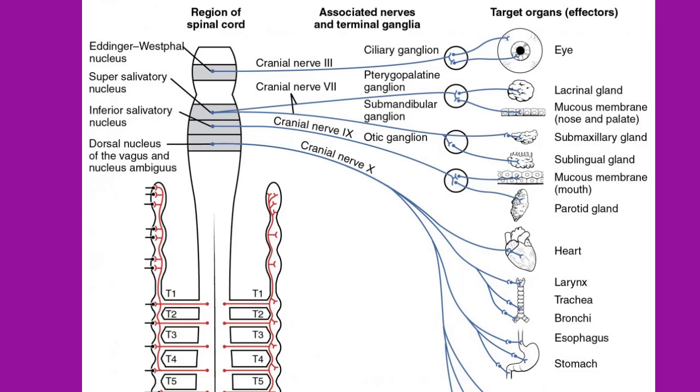In the upper medulla, the salivatory nuclei contain neurons with axons that project through the facial and glossopharyngeal nerves to ganglia that control salivary glands. Tear production is also influenced by the parasympathetic fibers in the facial nerve, which activate the ganglion and ultimately the lacrimal or tear gland. So neurons in the dorsal nucleus of the vagus nerve and the nucleus ambiguus project through the vagus nerve, which is cranial nerve 10, to the terminal ganglia of the thoracic and the abdominal cavities.